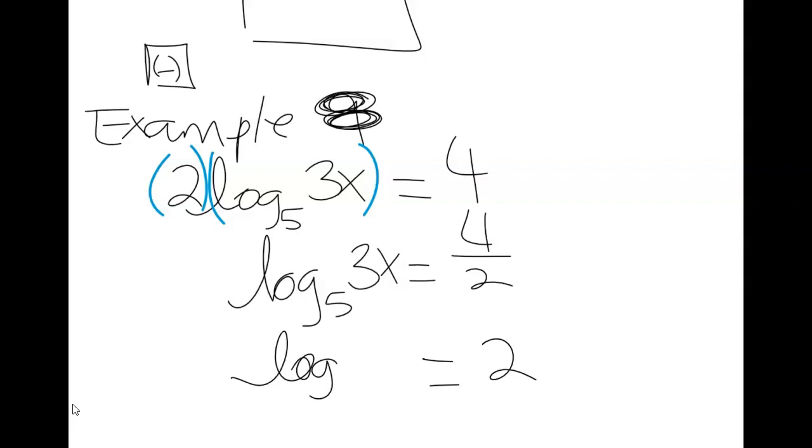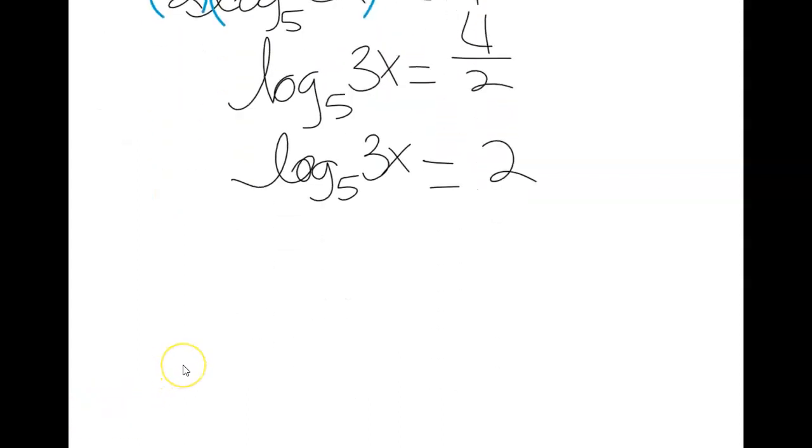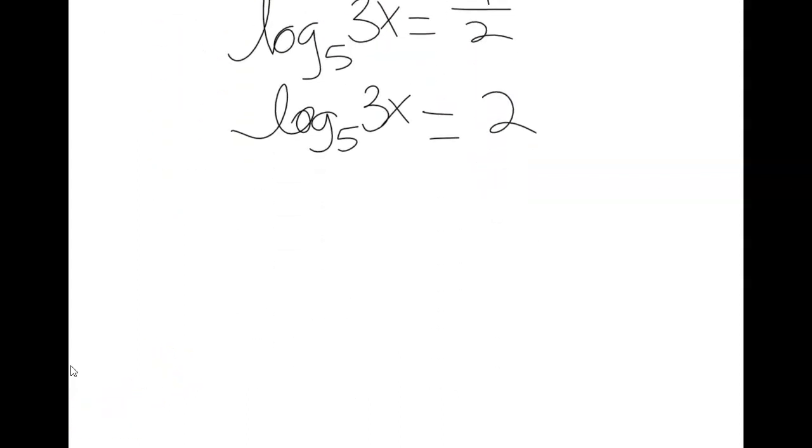Now we have log base 5 of 3x here. So one thing I would like to do here is exponentiate. So that means we put a 5 here, we put a 5 here, and we make the left and right side of our equation the exponents.